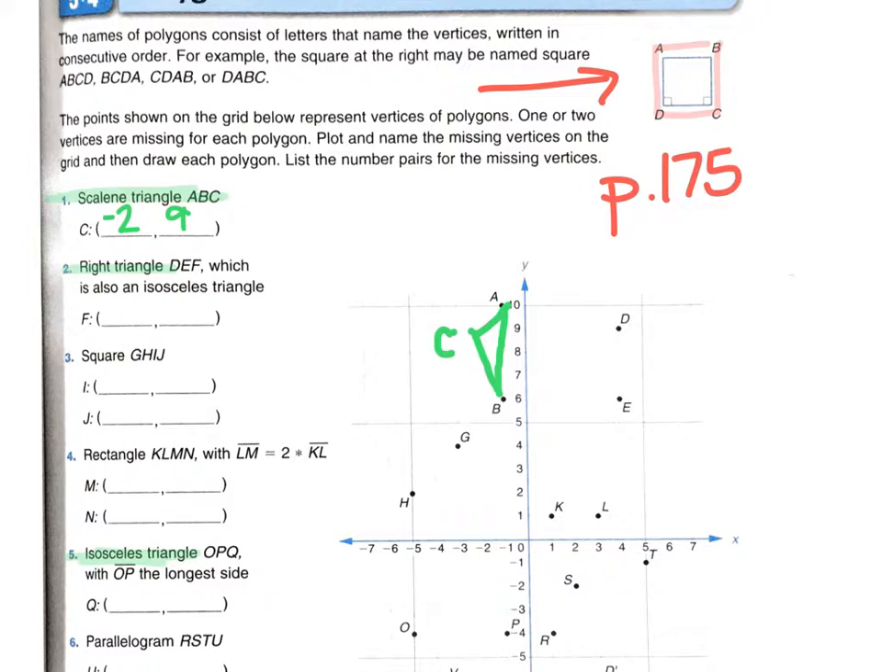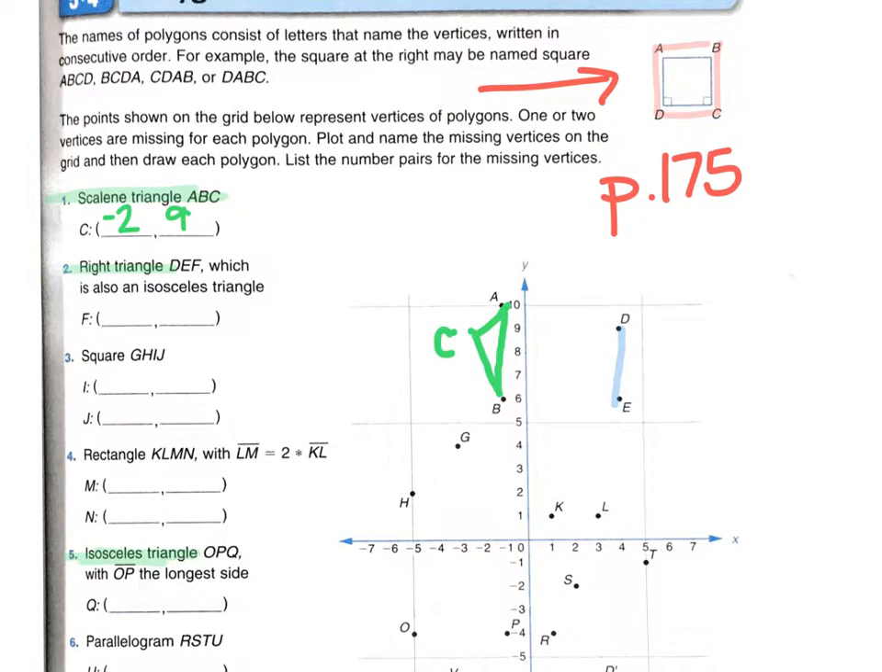Okay, so number 2, right triangle DEF, which is also an isosceles triangle. Now, an isosceles triangle, we see 2 equal sides, and if it's a right triangle, we know that we have a 90-degree angle in there somewhere. So again, we know we're connecting points D and E, and my lines are not straight. You should be using a straight edge.